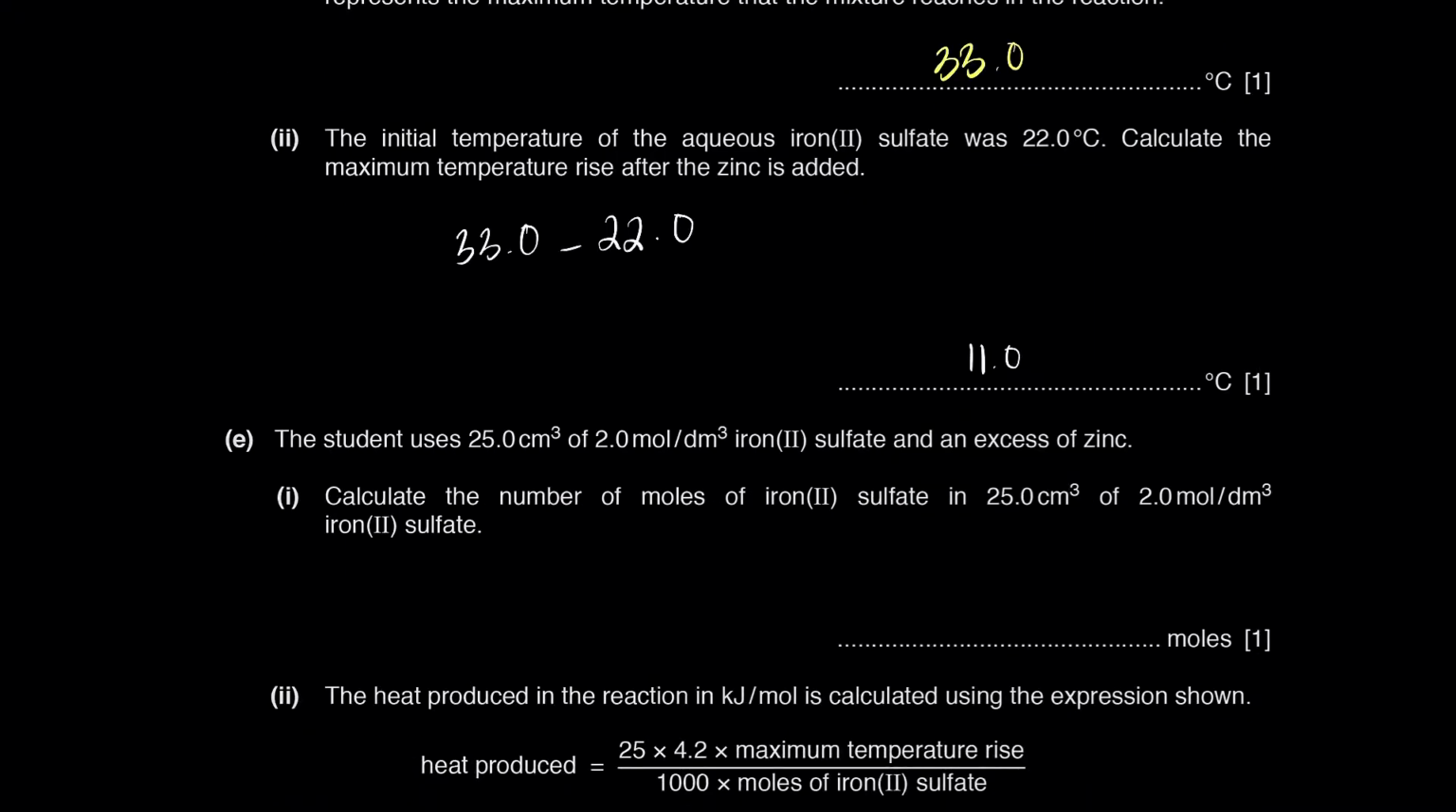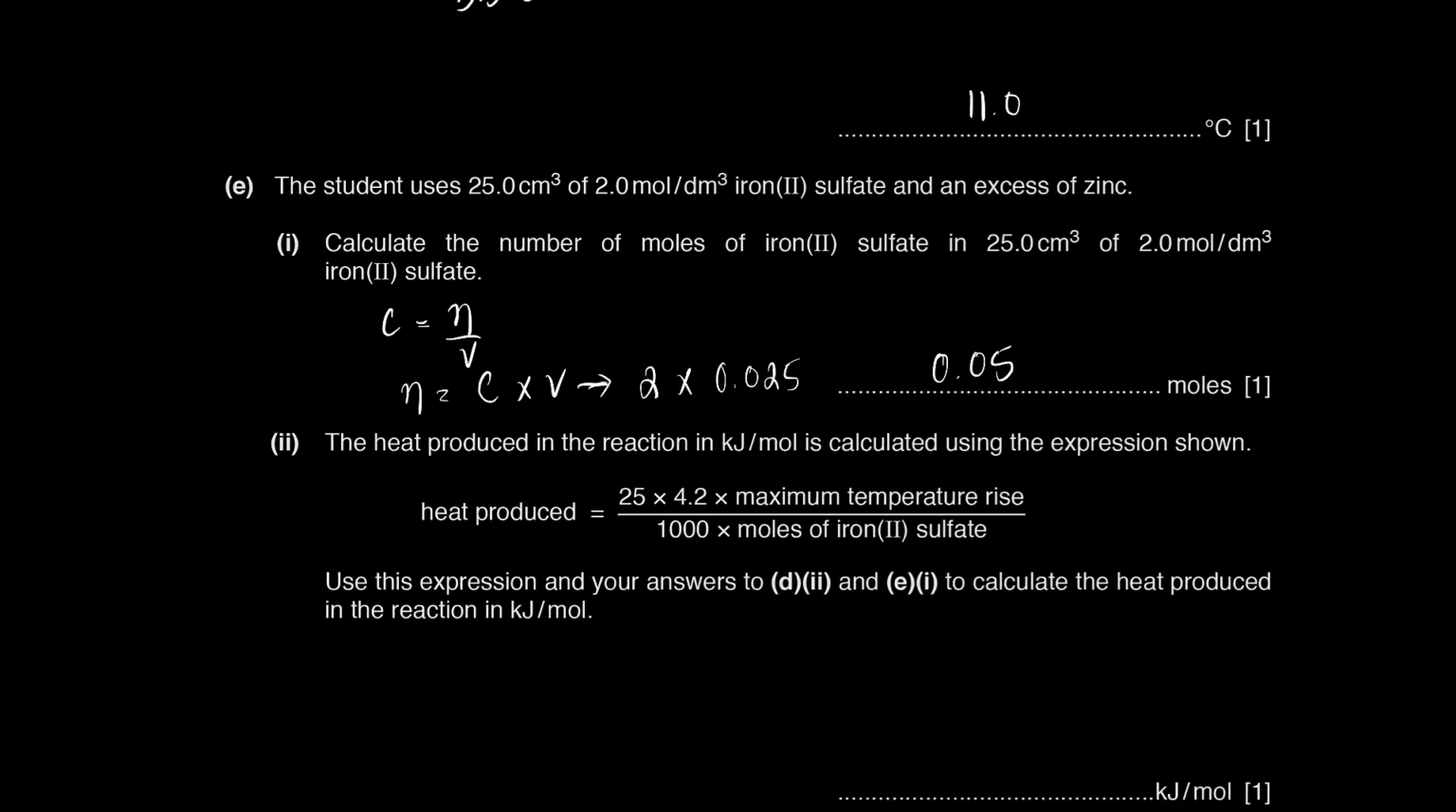The student uses 25 cm³ of 2 mol/dm³ iron sulfate and excess zinc. Calculate the number of moles of iron sulfate in 25 cm³ of 2 mol/dm³. Okay. Concentration is moles per volume. Moles is equal to the concentration times the volume, which is 2 times 0.025. This is going to be 0.05 moles.